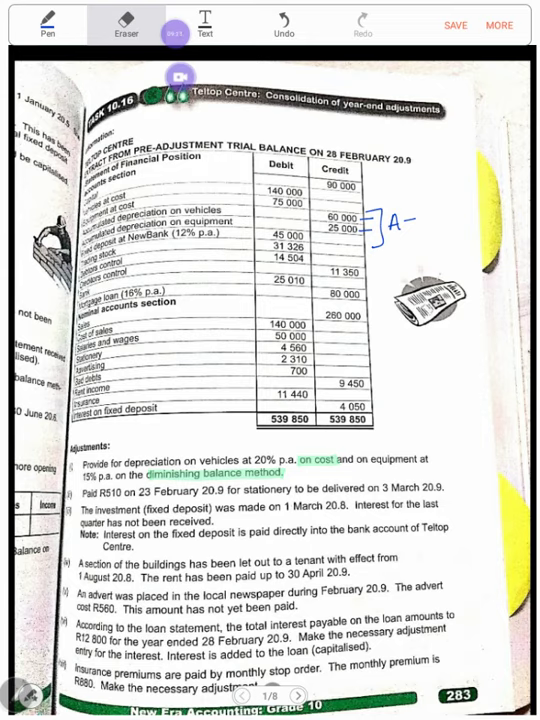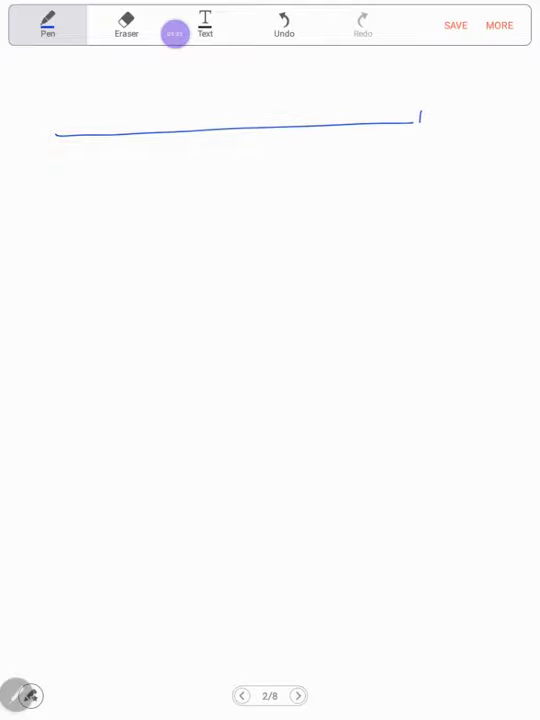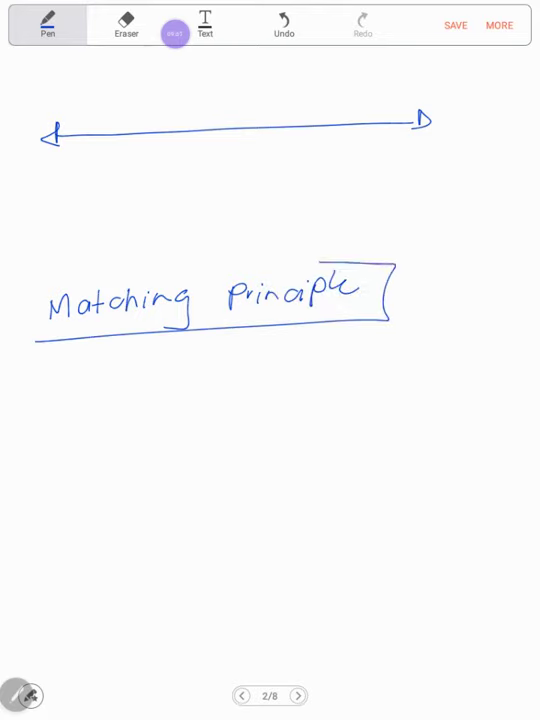Okay, the next adjustment says that we've paid 510 Rand on the 23rd of February 20.9 for stationery that will be delivered on the 3rd of March. Now you remember that your timeline is important, and we always work with GAAP principles. The GAAP principle that we use when looking at financial statements is the matching principle. Everything that happens in my financial statement, in my financial year, should be taken into account.